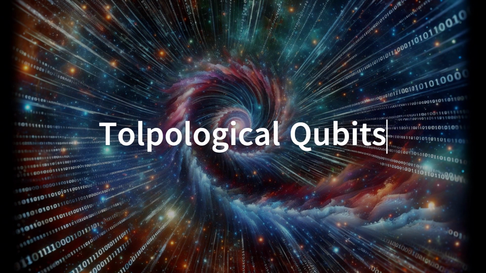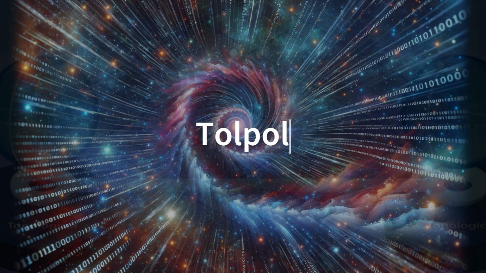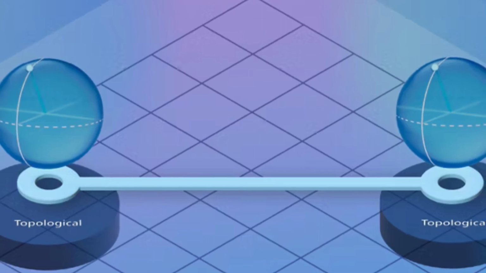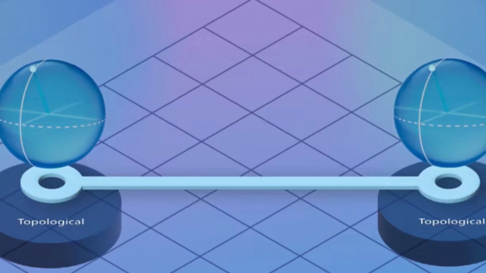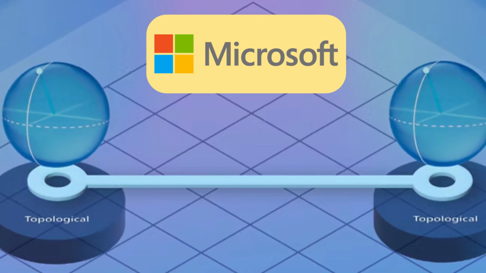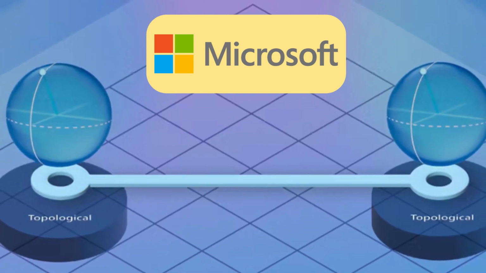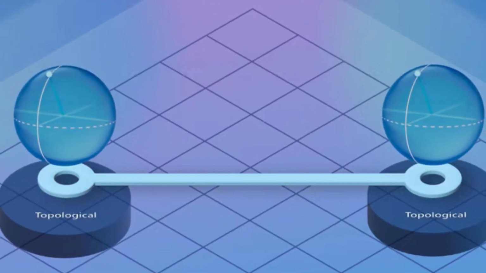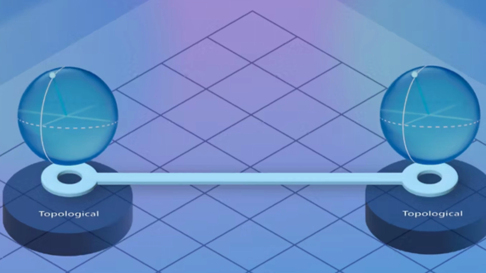Moving on to topological qubits, which are still largely experimental. These qubits rely on exotic states of matter and are designed to be more resistant to errors, thanks to their topological nature. Microsoft is heavily investing in topological qubits, hoping they will lead to more stable and scalable quantum computers in the future. The idea behind topological qubits is to use quasiparticles called anyons, which exist in two-dimensional materials.